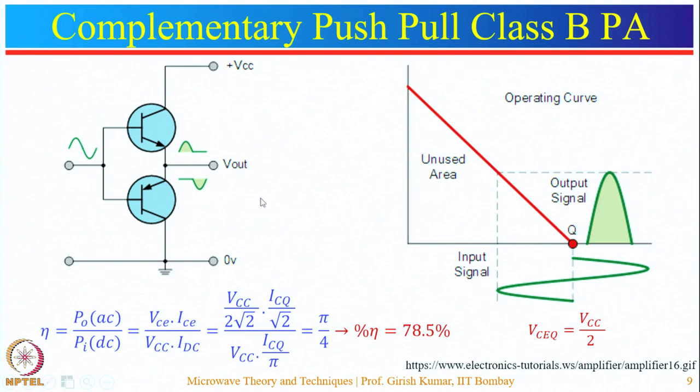Now if a load is connected somewhere here, then this output achieved at the load will be a complete waveform. So this is how the complete waveform is made using the push-pull connection of complementary transistors.